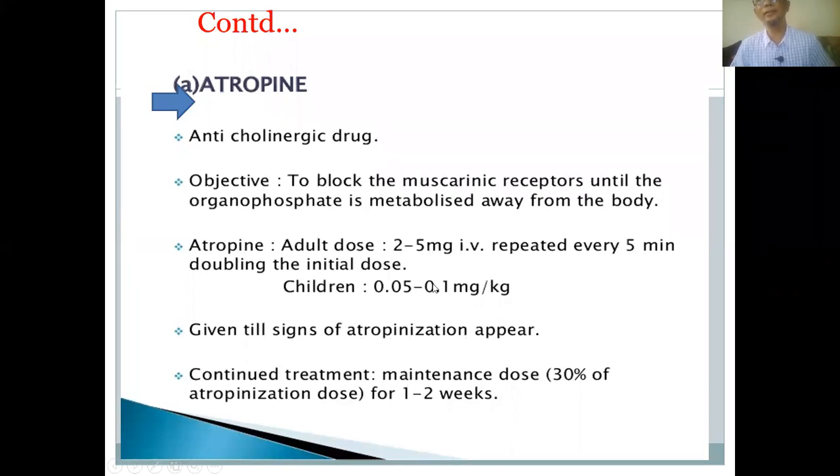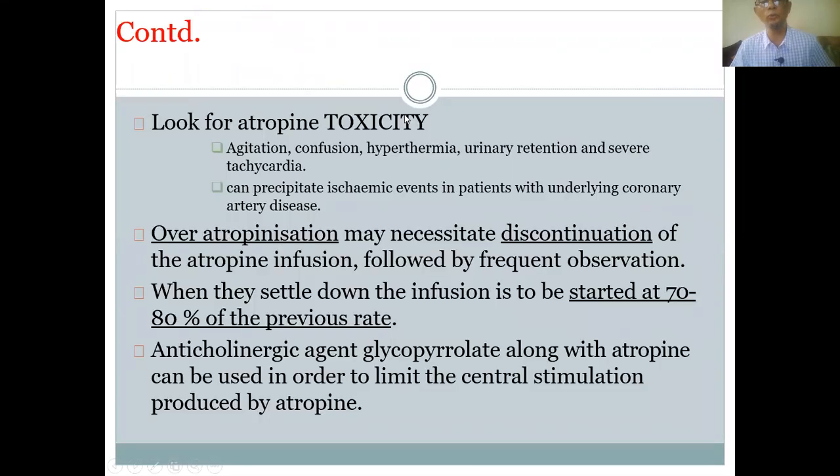What are the signs? The pupils will be dilated, secretions will be diminished, and other features you will get. Temperature will also be raised. By this you will gauge that there are features of atropinization. For continued treatment, the maintenance dose is about 30% of the atropinization dose for 1 to 2 weeks. So atropine is the main drug in organophosphate poisoning.